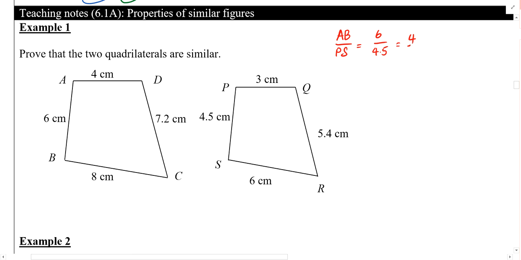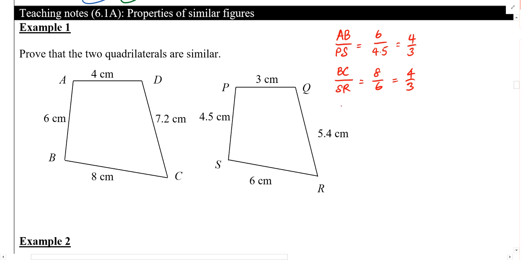That is 4 over 3. Okay? So let's do it systematically. Don't just jump all over the place. What happens after AB? What do you want to do next? Okay, BC over SR. 8 over 6 equals 4 over 3. So far, so good. Seems like they might be equal after all.